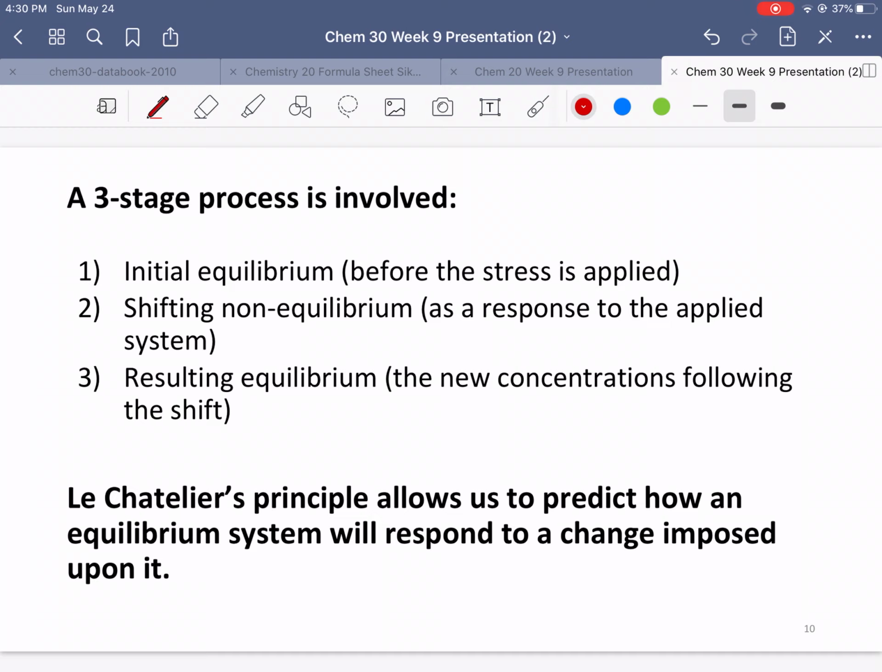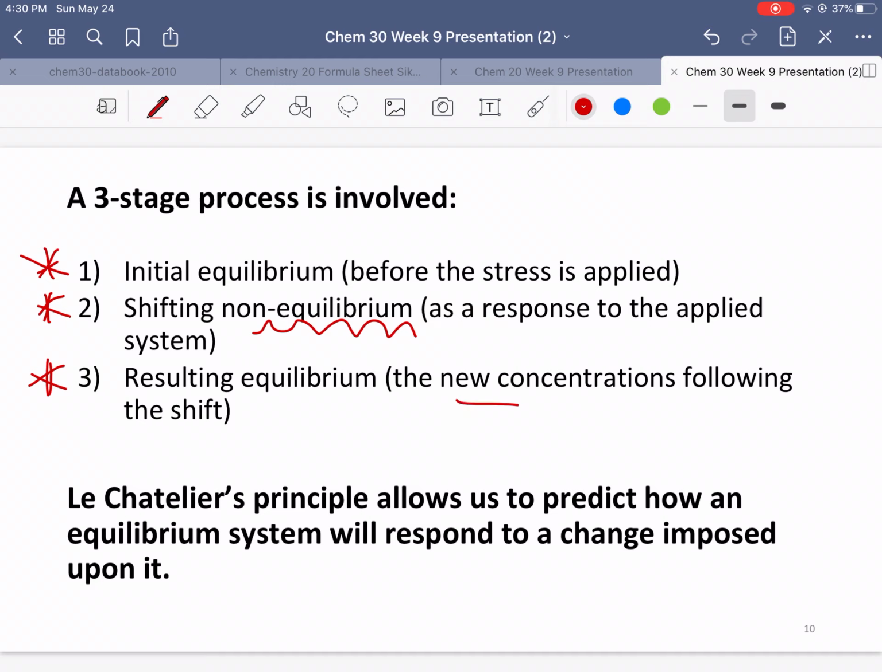Regardless, though, anytime you look at an equilibrium system that has a stress put on it, we look at it in three different sections. The first one is called initial equilibrium, and this would be before any stress is applied. So just what we see to begin with. Once the stress is applied, we start to go into a shifting non-equilibrium. It's not at equilibrium because it is shifting. It's responding to the stress on the system. It's opposing the stress on the system. The third step is a new equilibrium.